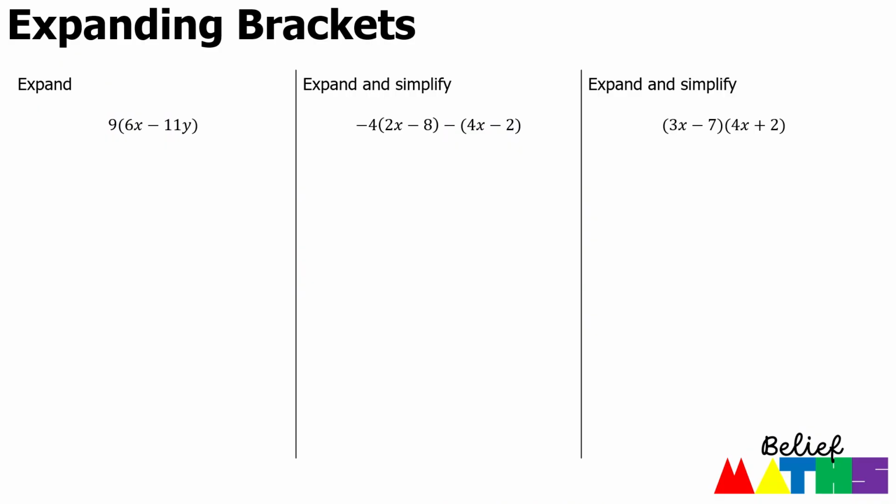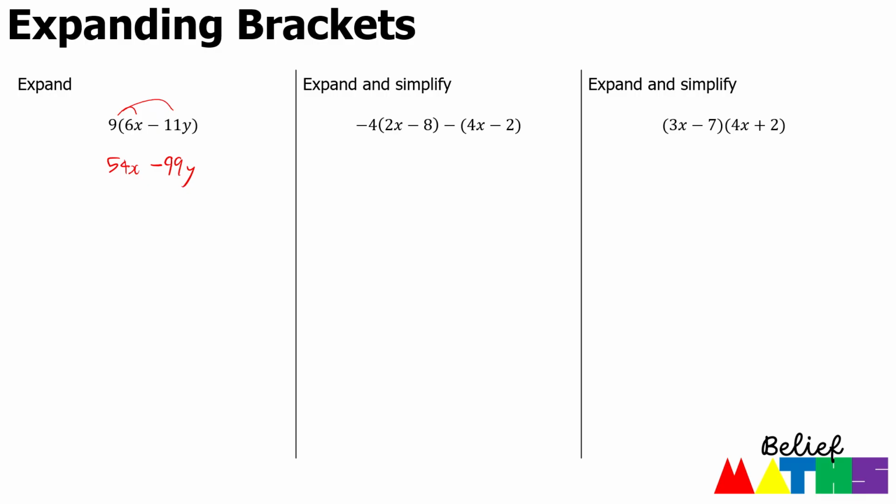Expanding brackets again can come up on any of the papers, and it can be in the middle of a question. It's just a skill to make sure we're always confident with, and a calculator won't help us too much with, but it's really useful, particularly with the second one, which I'm going to show you. So if we expand this, 9 times 6 is 54x, 9 times 11 is 99, so we get 54x minus 99y. Again, if you're not that comfortable with your times tables, it doesn't matter. Pick up your calculator, let that do the work for you.